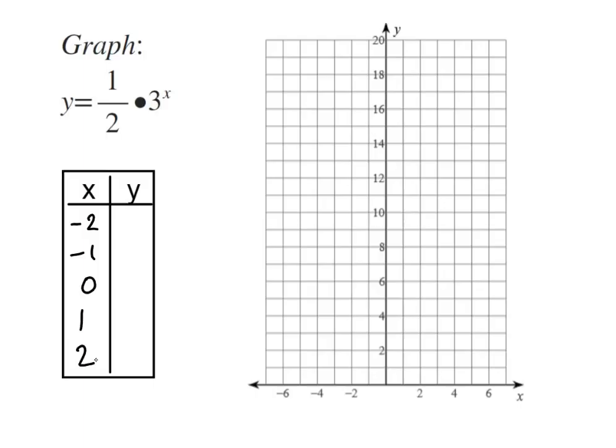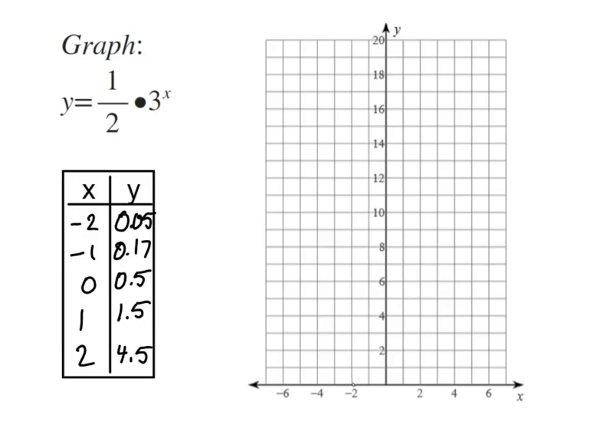of an exponential function. If I plug in -2 into the x, I get approximately 0.05. If I plug in -1, I get approximately 0.17. If I plug in 0, I get 0.5. If I plug in 1, I get 1.5. If I plug in 2, I get 4.5. So now let's plot these.